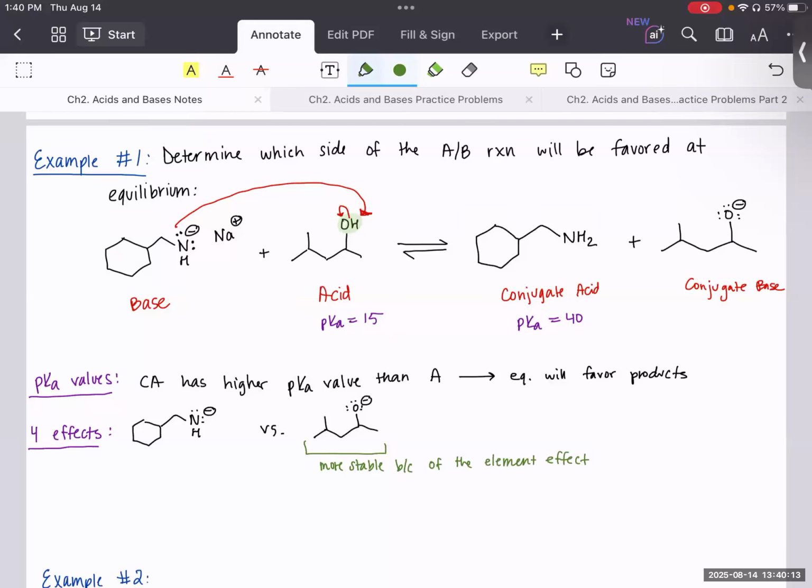Because that oxygen is more electronegative than nitrogen, and they're approximately equal size. And so since that is more stable, what that means is that we want to favor the side with the more stable base, which is that conjugate base. And so similar to the pKa value method, the equilibrium will also favor the products.